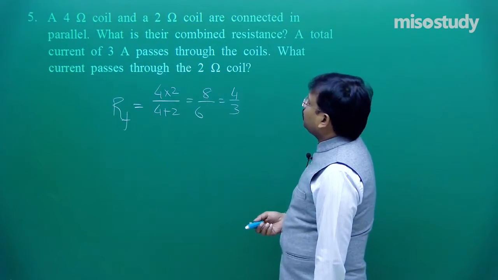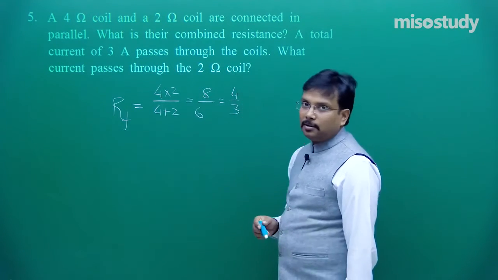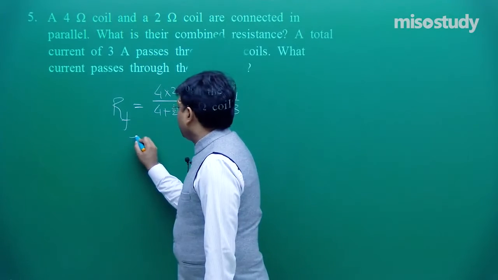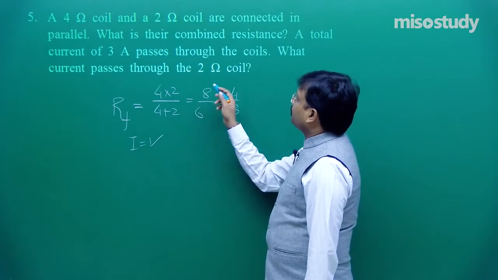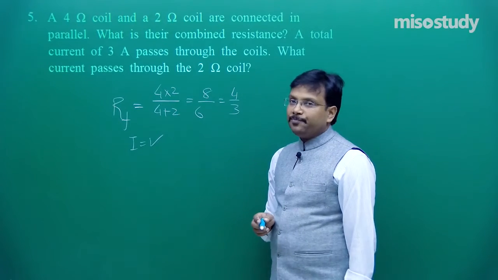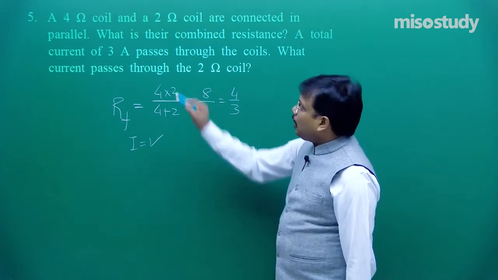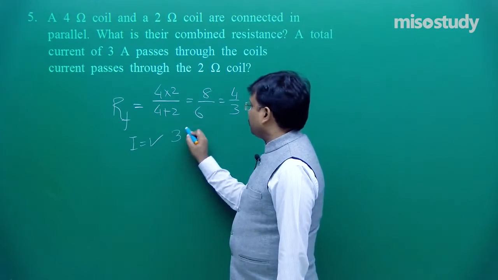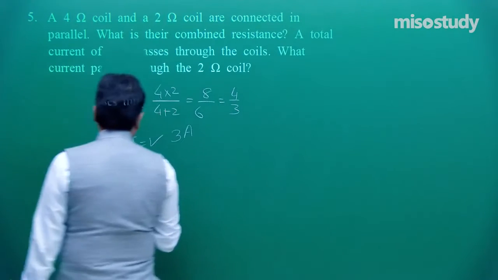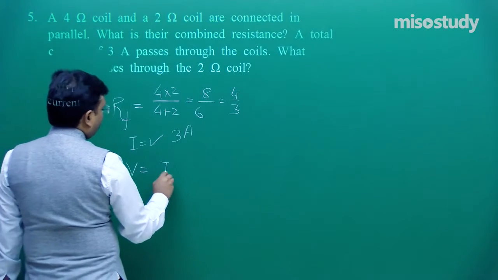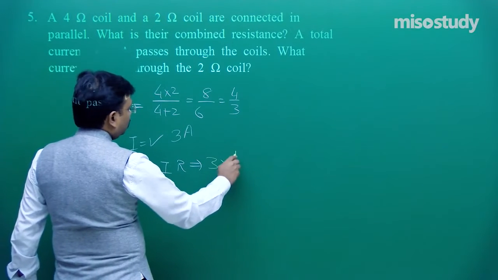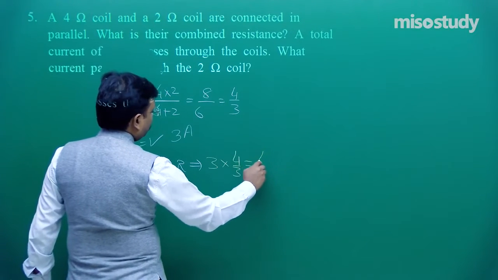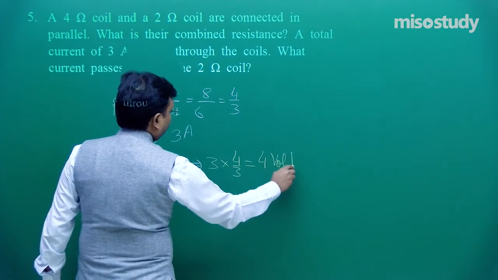A total current of 3 ampere passes through the coil. Now, I is given. What current passes through the 2 ohm coil? Now, I is given, how much? That is 3 ampere. So, can we find the V? So, V is equal to IR. It will give me 3 into 4 by 3 is equal to 4 volt, fine.